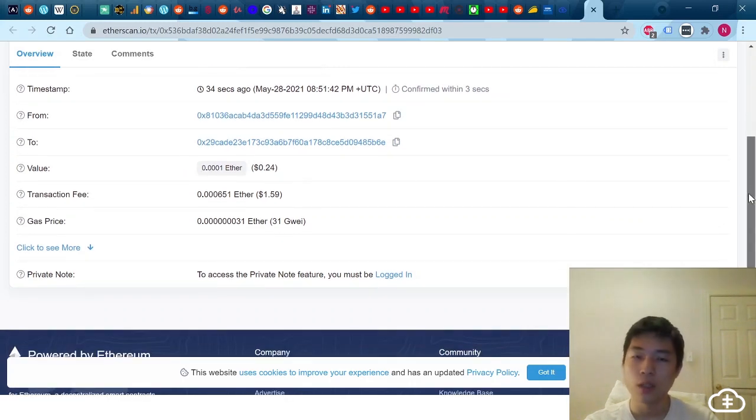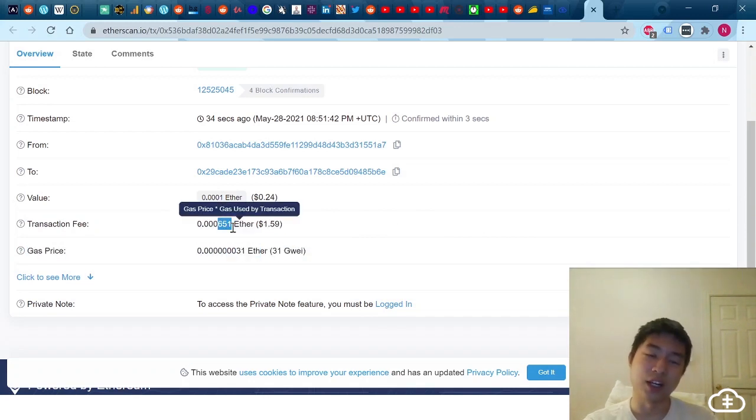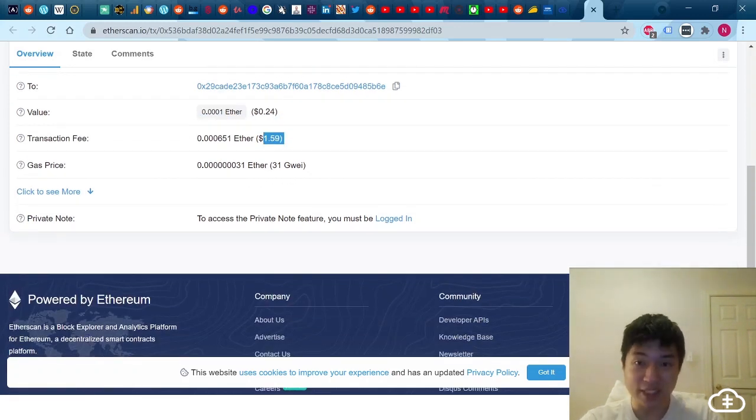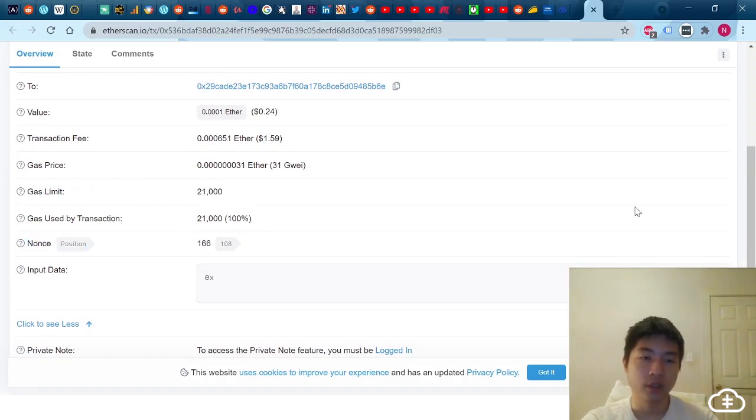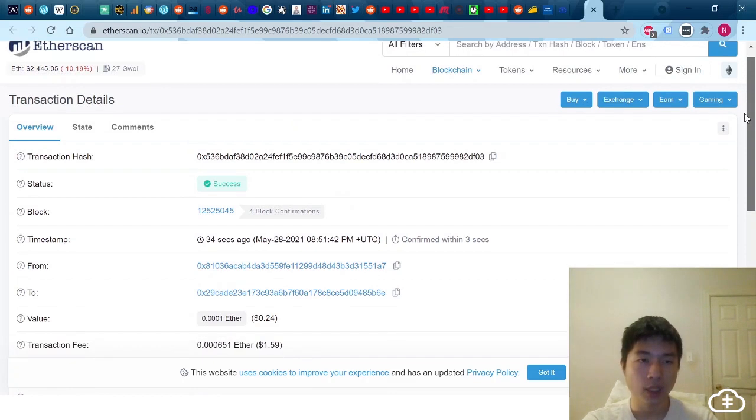$1.59, which if you're new to crypto sounds like a lot. But believe me, these days for Ethereum, I'm surprised the fees are so low. A couple of days ago, this was easily $20 per transaction, which is crazy, but that's just how Ethereum works right now. Let's see if there's anything else here. All of this is technical data, and you don't really need to worry about it.